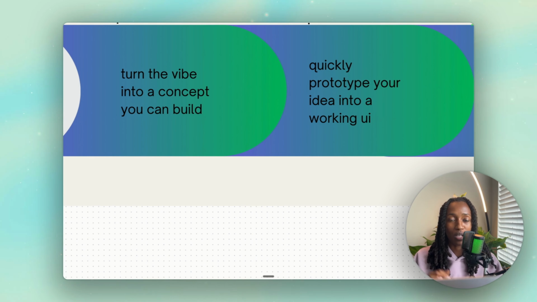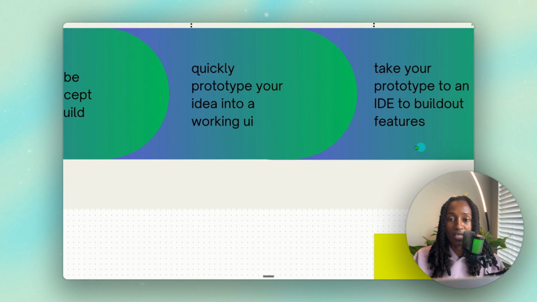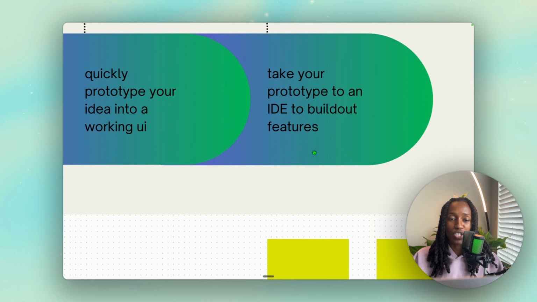How does it feel to click the buttons? What do the buttons look like? That's what a prototype really nails down. And then once we have that prototype, you want to take that prototype into an IDE, which is basically a fancy term for a code editor. And this is where we will have AI actually build out more complex features of our app and actually make it all come together.